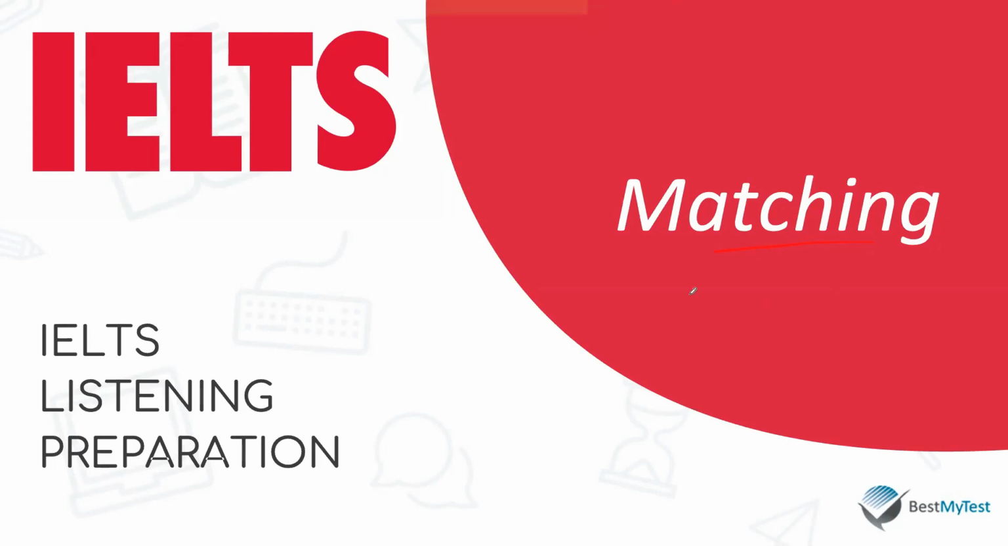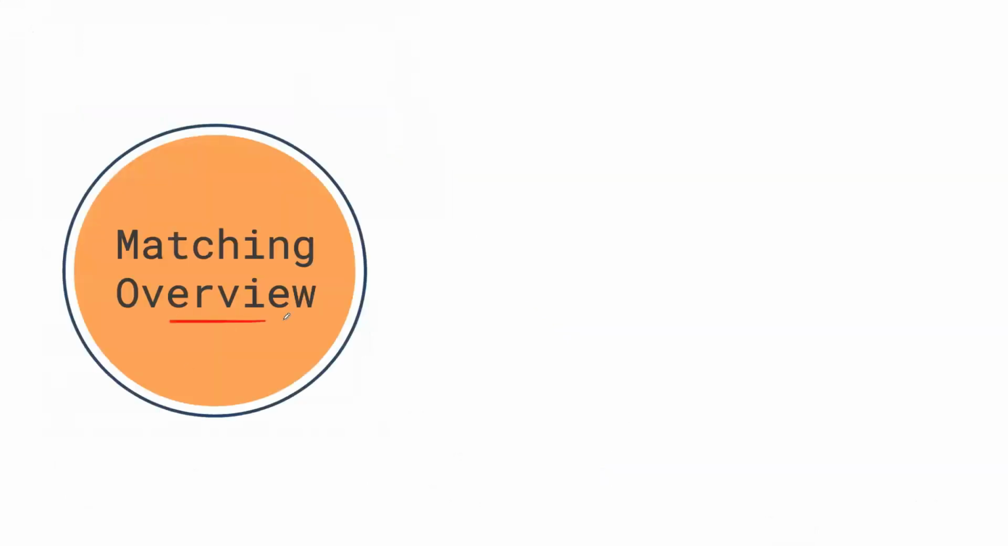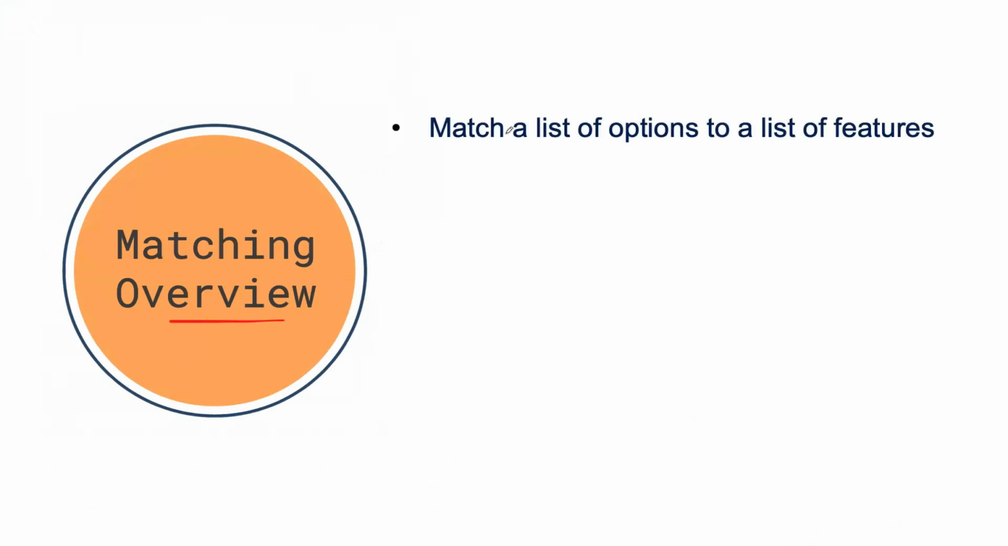And instead of reading the information, we're going to have to listen for the information. So this comes with its own set of difficulties and strategy, which we'll look at today. So come on with me, let's get started. First, I'm going to give you a brief overview about this question type. And like I said, you'll have to match a list of options to a list of features. And you'll hear all of this information in a listening prompt that will be played once.